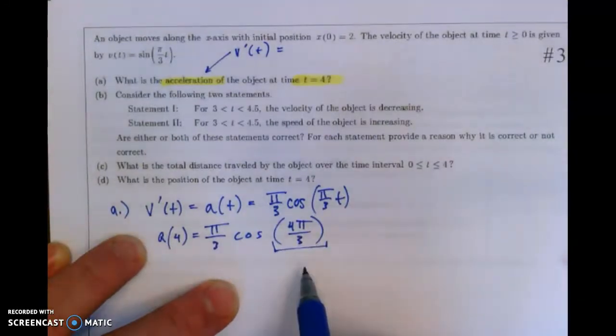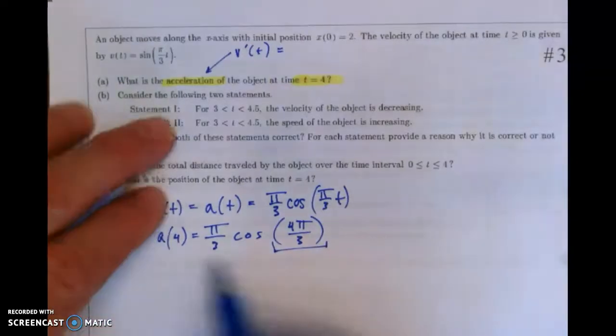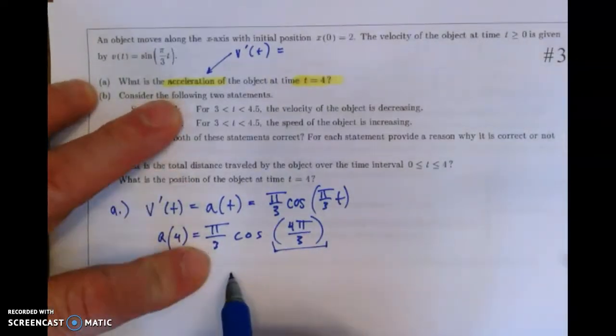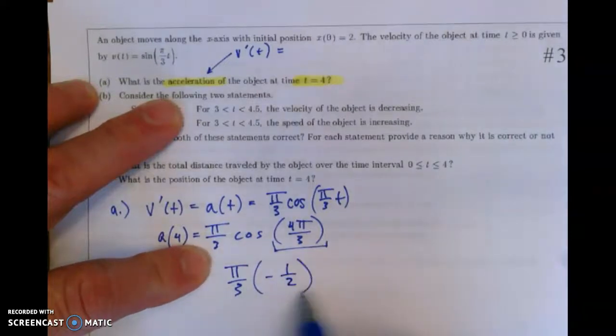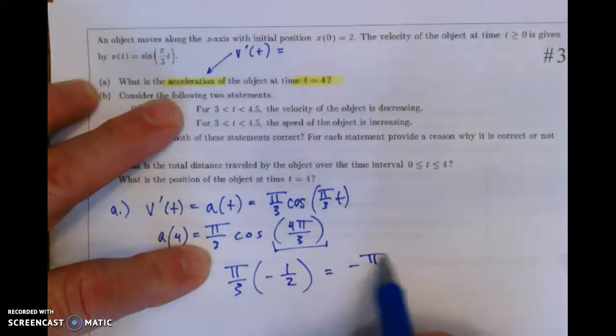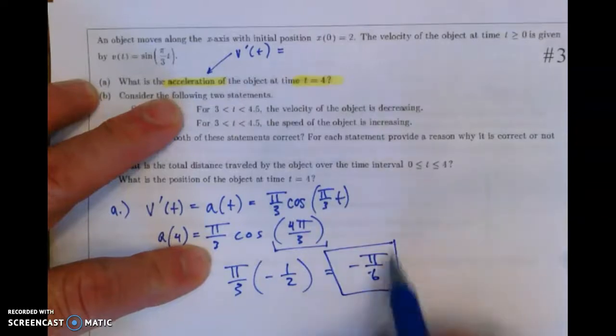Again, the pi thirds is 60. 4 times 60 is 240, which means third quadrant, which means we know it's 1/2 due to reference angles, and we know it's going to be negative. Therefore, this becomes pi thirds times negative 1/2, which equals negative pi over 6. Check.